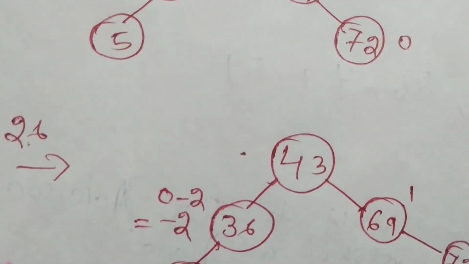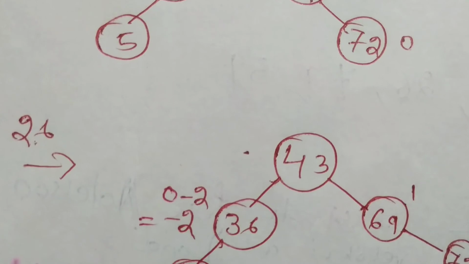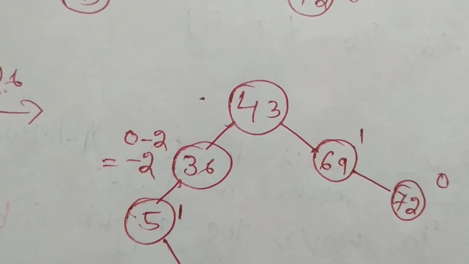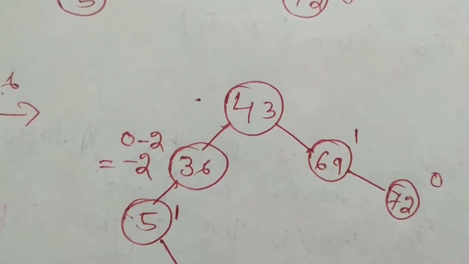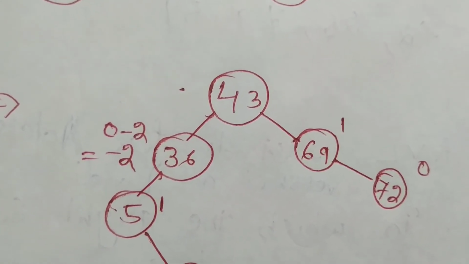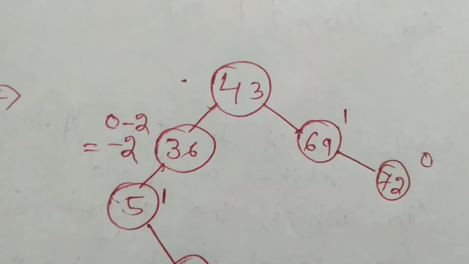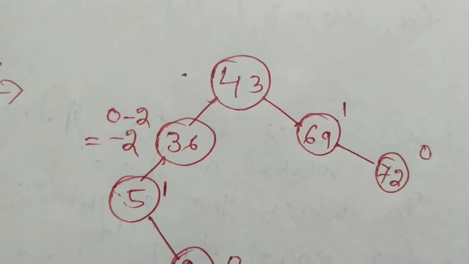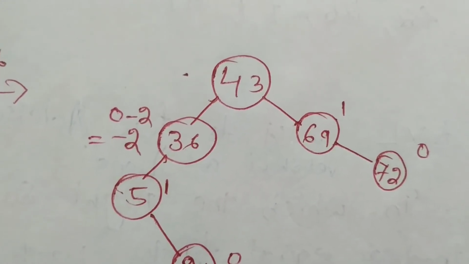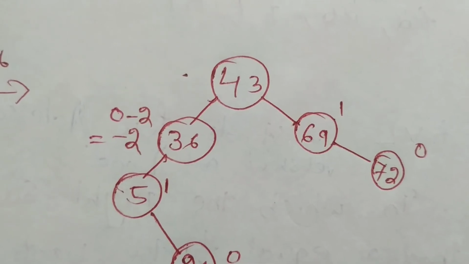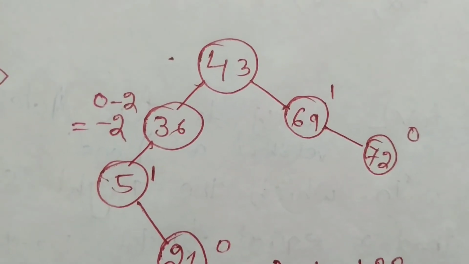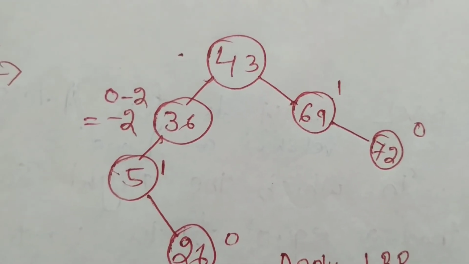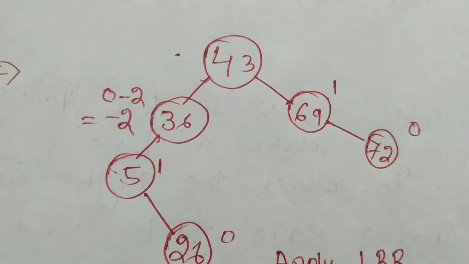Now the next element we have to insert, that is given in our question, is 26. So 26 is first compared with 43. 26 is less than 43, so definitely it will come to the left side. Again it is compared with 36. 26 is less than 36. Now it is compared with 5. 26 is greater than 5, so it becomes the right child of 5. It can never be the left child because the right subtree is always greater than the root node. So 5 becomes the parent of 26, and 26 becomes the right child of 5.